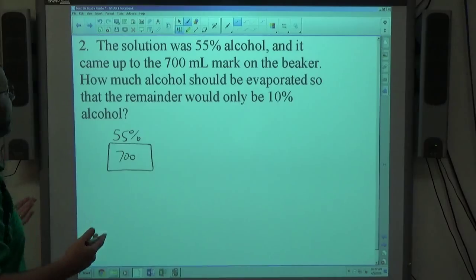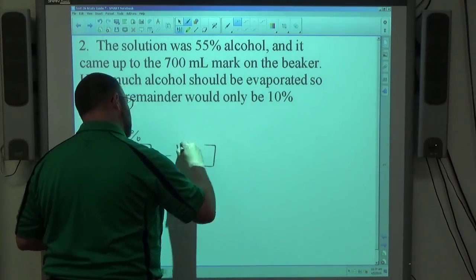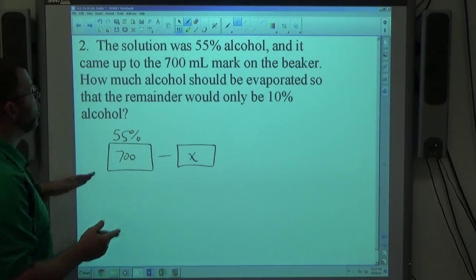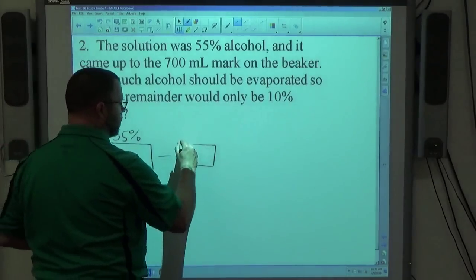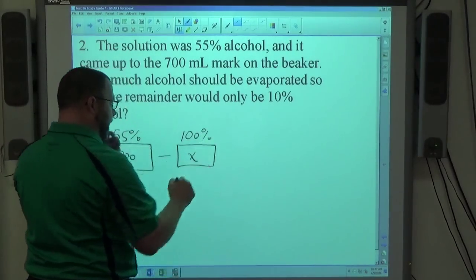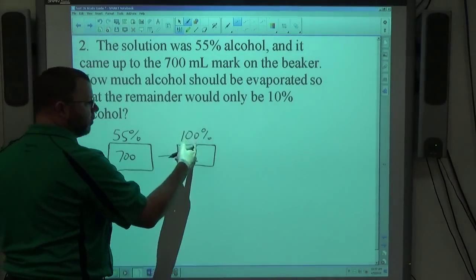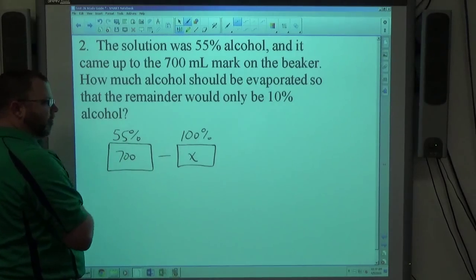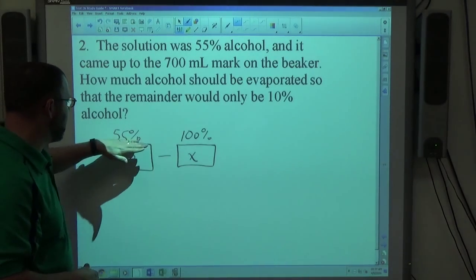We're evaporating alcohol. Evaporation, subtraction. We don't know how much alcohol we're evaporating, but we're evaporating pure alcohol. So this is 55% alcohol. This is pure alcohol, which is 100% alcohol. Anytime you deal with pure, it's either going to be 0 or 100. If the thing that we're evaporating matches the same type of thing as this percentage, then we're going to go with the 100.